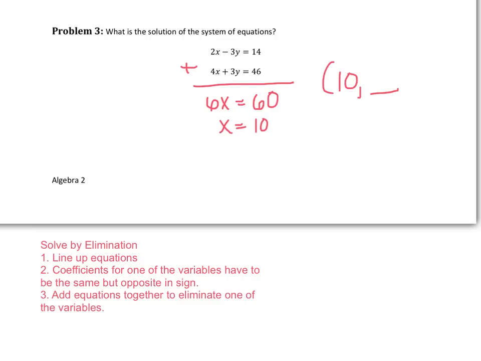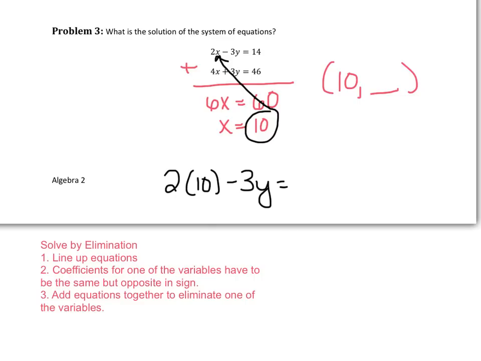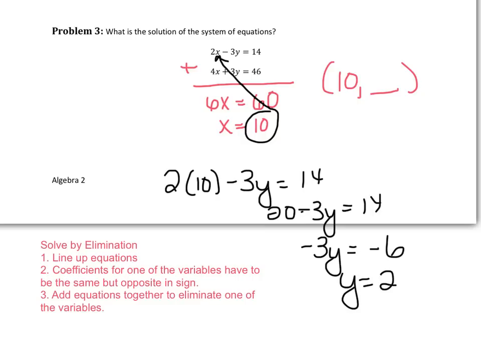Now solving for y, I'm going to put that 10 back in for x. So let's use the first equation. 2 times 10 is 20, minus 3y is equal to 14. And then I'm going to subtract and divide by a negative 3. My answer ends up being 2. Great, so the solution is the ordered pair (10, 2). And again, really smart idea, throw them back into both equations and make sure they work for both.